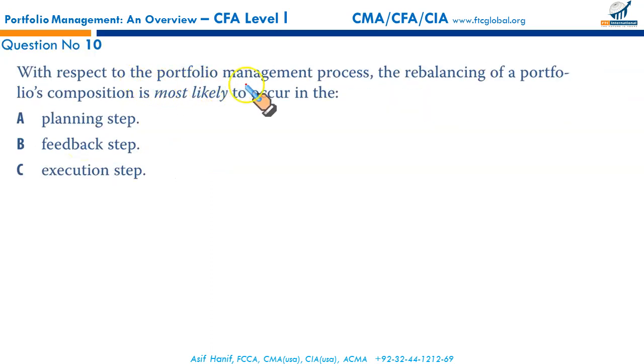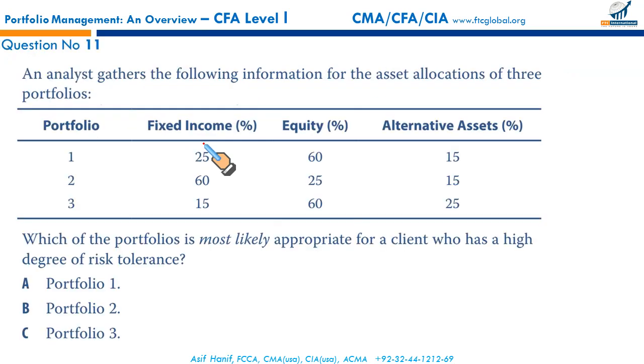With respect to the portfolio management process, the rebalancing of the portfolio's composition is most likely to occur where? In the planning step, no. Rebalancing occurs in the feedback step. Portfolio monitoring and rebalancing occur in the feedback step of the portfolio management process. This is all straightforward from the theory.